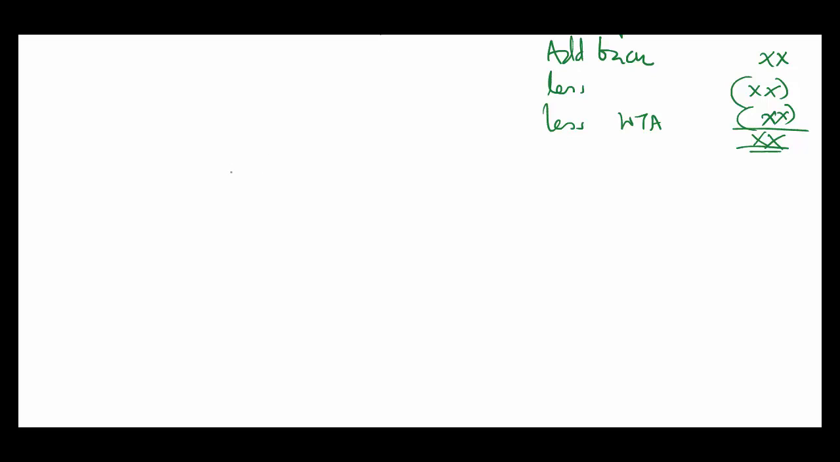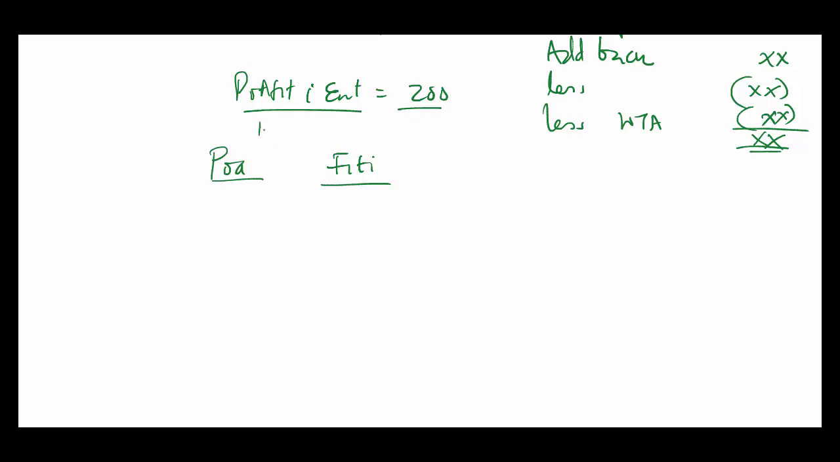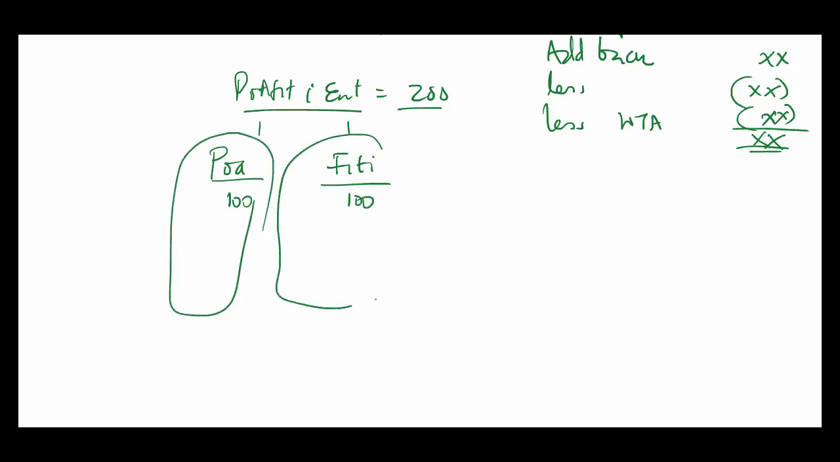Assuming you are told that we have two partners. The two partners are Poa and Fiti. Okay, so you're told that they are trading as Poa Fiti Enterprises, and you're told that they have made profits of 200 and they're sharing profits in the ratio 1:1. All you'll do is you just determine that each person is getting 100 and 100, and this is what they'll be taxed on as individuals.